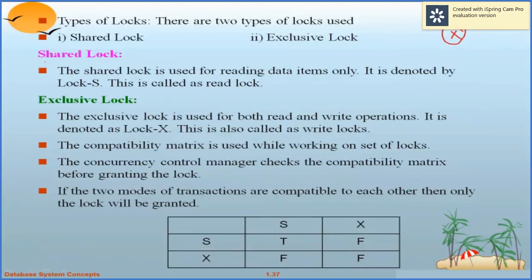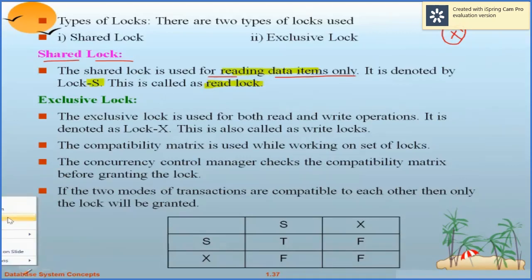The first one is the shared lock. The shared lock is used for reading the data items only. Make the concept very clear. The shared lock is used only for reading purposes, and it is denoted by S. As I'm saying, it's going to allow only the read operation on the data item. I can give another name to the shared lock, that is read lock. So this shared lock can otherwise be called the read lock.